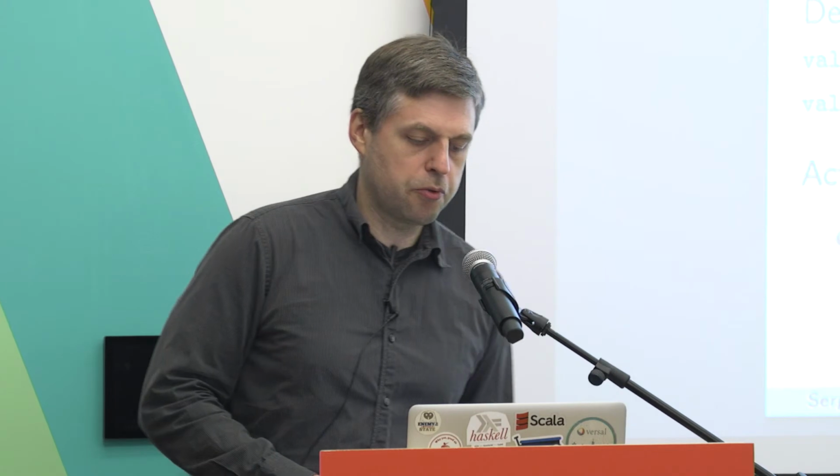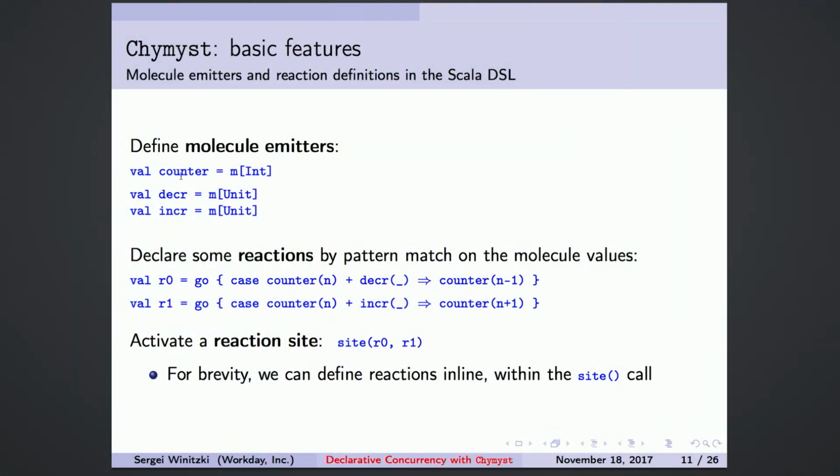Here's how you write this program in Chymyst. So first you need to define these functions that emit molecules. They are called molecule emitters. And these are defined in the syntax. So counter is an integer molecule. This is a unit valued molecule.